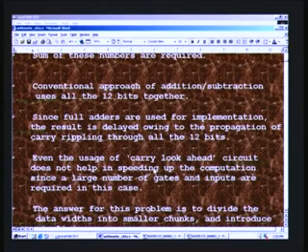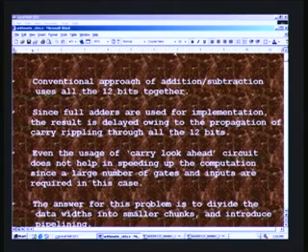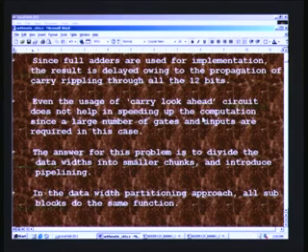And this is my practical experience. I have examined both in FPGA as well as the Synopsys platform, that is for ASIC, and found that ordinary ripple carry itself is faster than the carry look ahead for the reasons listed here. Then what is the answer? The answer for this problem is to divide the data widths into smaller chunks and introduce pipelining. That is what we have discussed so far, in the light of the basic principle that we have considered for pipelining.